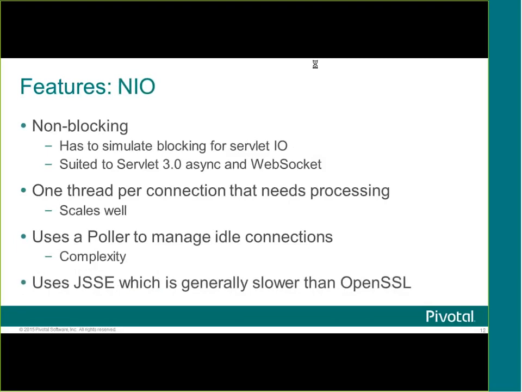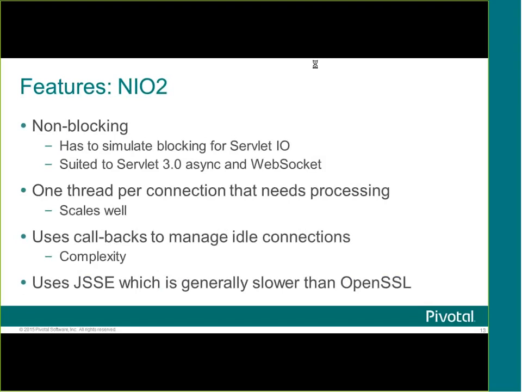The NIO connector, as the name suggests, that's non-blocking. It does have to simulate blocking for the servlet I/O, but that's not a huge amount of overhead, and it's well suited to the other non-blocking aspects of the async, non-blocking, WebSocket, and so on. Like APR, it's 1 thread per connection that needs processing, and it also uses a poller. So a real difference here, the architectures are very similar. The fundamental difference is it's not native code, and so it uses JSSE rather than OpenSSL, which is generally slower.